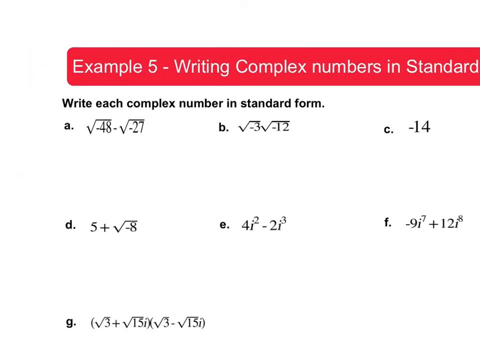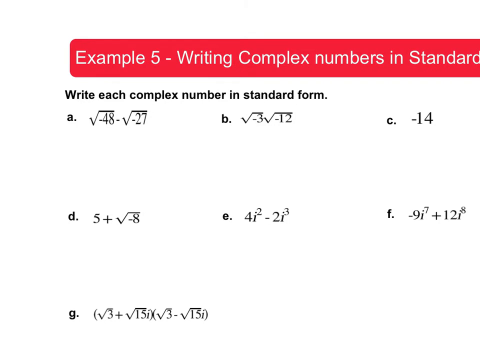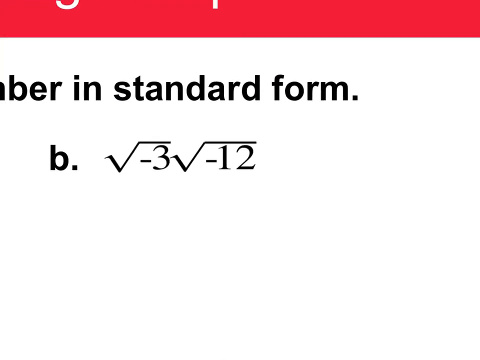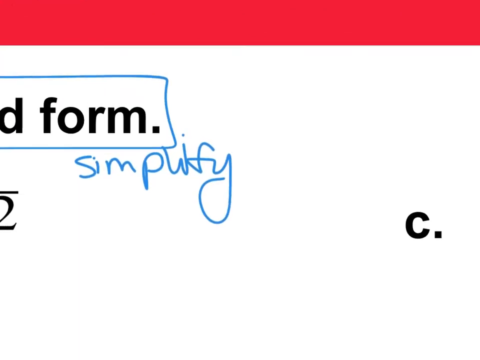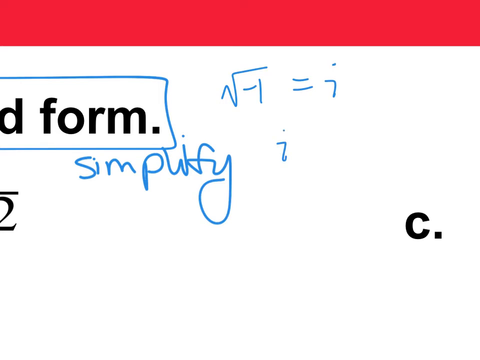So if we go down to more examples, this is example 5 from your text, and it's just to simplify the complex number. When it says in standard form, basically what that means is simplify. Don't leave the square root of negative numbers. Don't leave an i squared in your answer. So just a reminder, the square root of -1 is i, and if you have an i squared, that's equal to -1. So that's what we'll use to simplify.